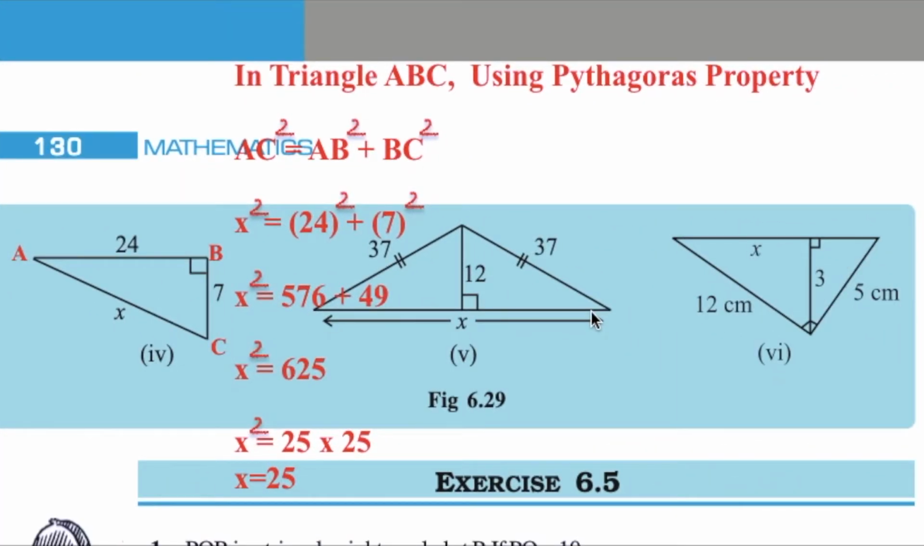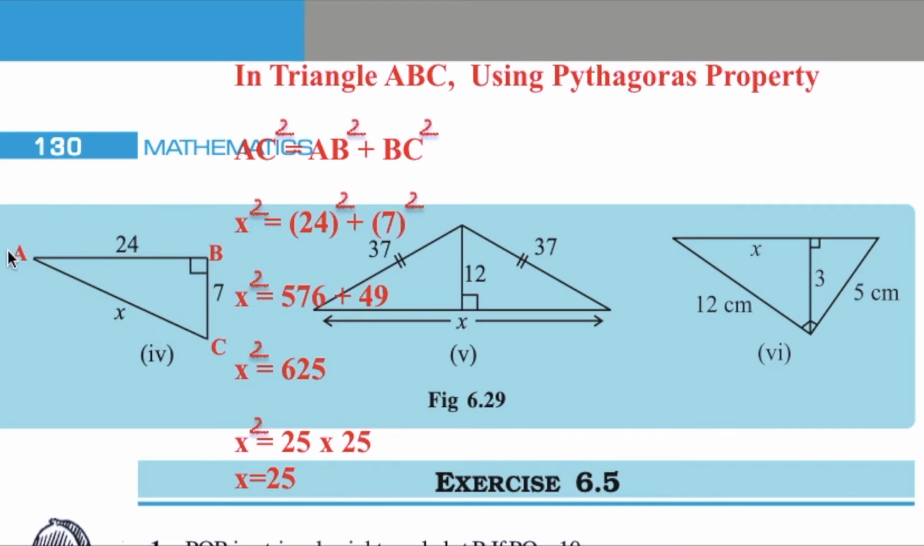Hello students, now to try these on page number 130. As we can see, this fourth part, ABC is a right angle triangle, this 24 is the perpendicular and this 7 BC is the base. And now the hypotenuse is x, which we have to calculate.